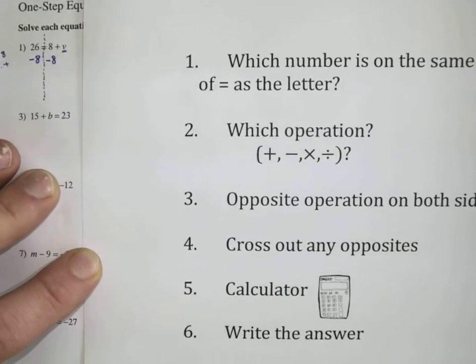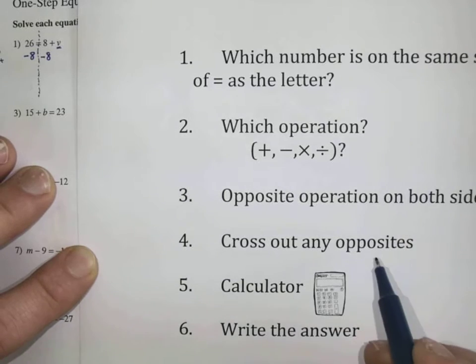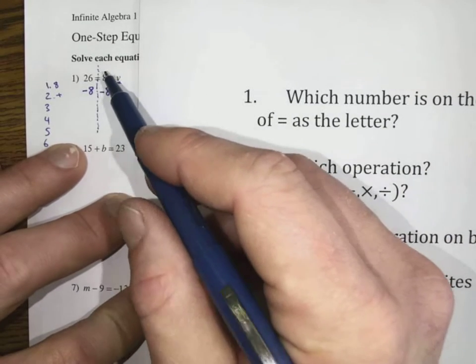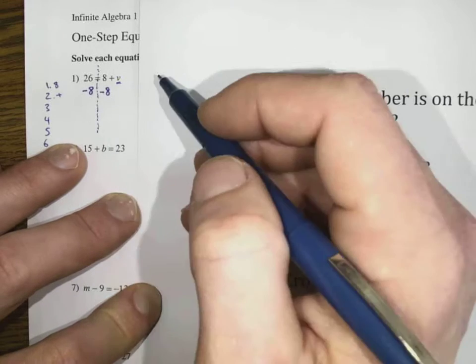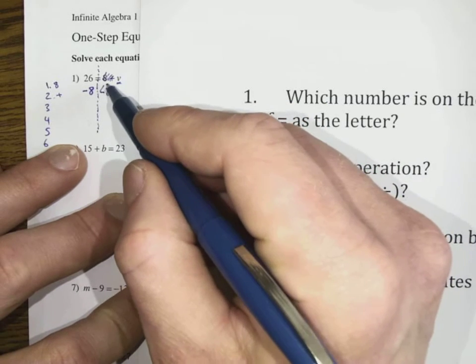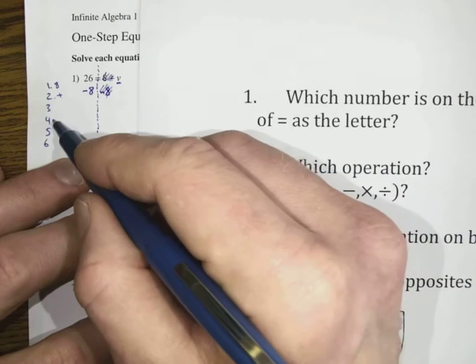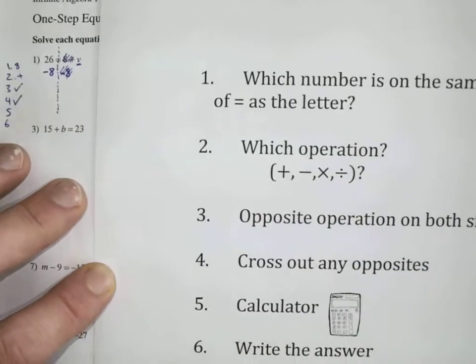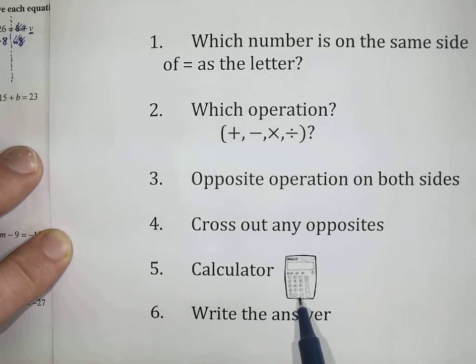Okay. And we're going to cross out any opposites. So we talked yesterday about this idea that on one side there's going to be 2 things that cancel out that are the opposites of each other. In this case, it's adding 8 and taking away 8. Okay, so that's step 4. Oh, I forgot to tick off step 3 as we went. All right, step 5. Okay, now we can use a calculator.